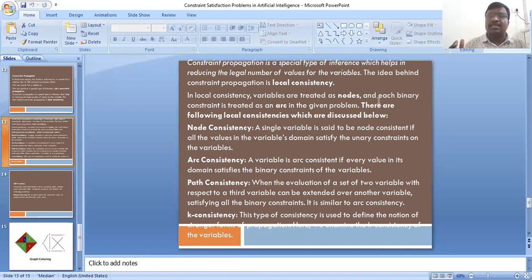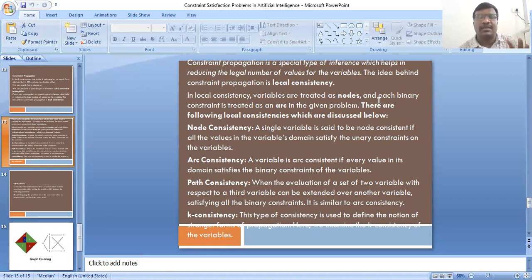Therefore, among the local constraints we are discussing, node consistency is the most important. Node consistency means a single variable is said to be node consistent if all the values in the variable's domain satisfy the unary constraint on the variable.